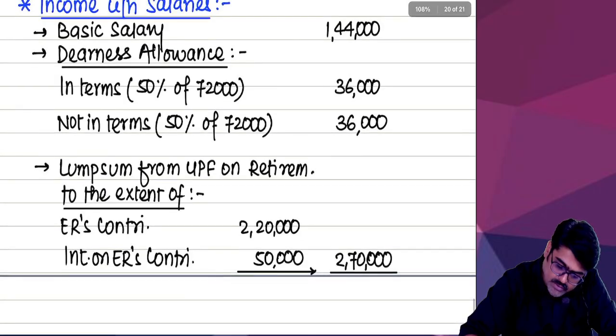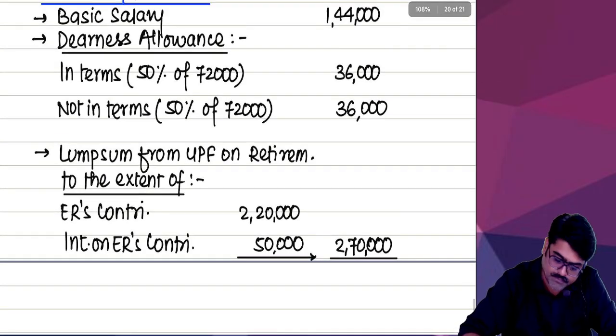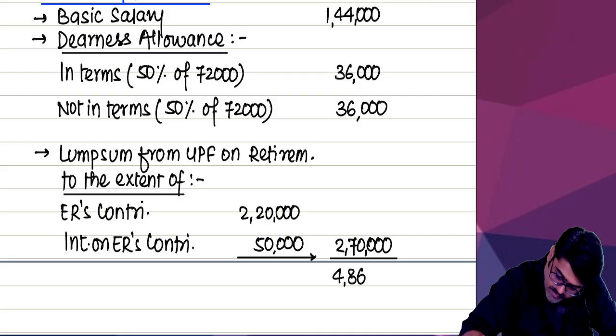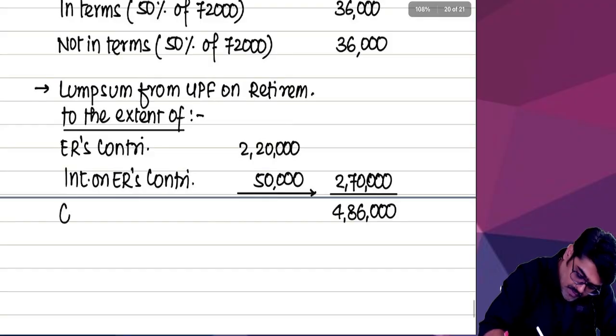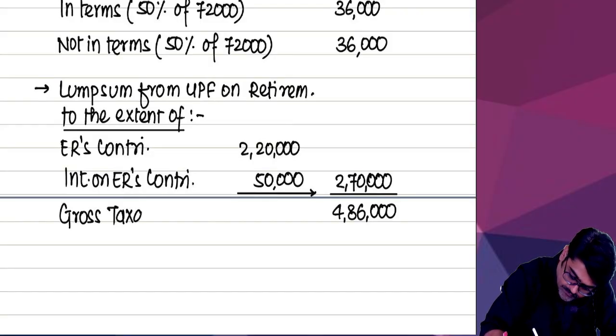2,70,000 plus 72,000 plus 1,44,000 is 4 lakh 86,000. This will be treated as what? Gross taxable salary. Done, sir.